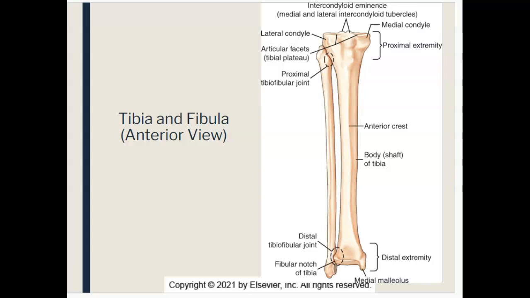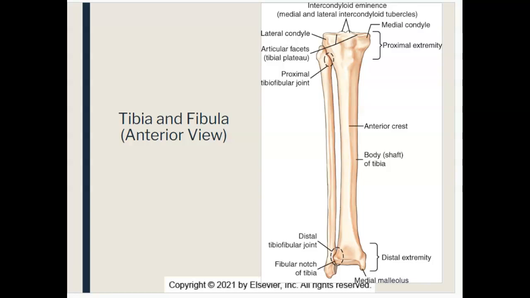Alright, looking at the tibia and fibula in the anterior view, so looking at it from the front, I'm going to review primarily more of the proximal portion of the tib fib since this is new anatomy to you guys. The distal portion is old anatomy since you have already learned the ankle joint. So just as a reminder, the tibia is the weight-bearing bone of the lower leg.